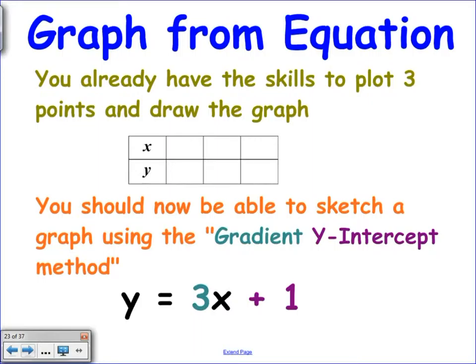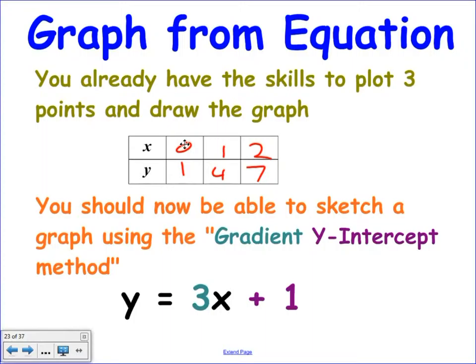So let's have a look at another equation, okay? Y equals 3x plus 1. 2 weeks ago, you would have picked 3 values for x. Let's say 0, 1 and 2. You'd have put 0 in here. 3 times 0 is 0, plus 1 is 1. 3 times 1 is 3, plus 1 is 4. 3 times 2 is 6, plus 1 is 7. You'd have had 3 points, you'd have gone to your graph paper, and you'd have plotted your 3 points.